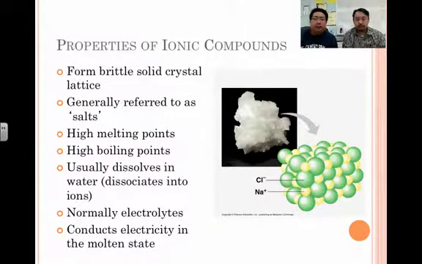Most ionic compounds dissolve in water or dissociate into ions, and we'll talk about what that is in a little bit. And when they do dissolve, they form a solution called an electrolyte, which is able to conduct electricity. And also in the molten state. So in other words, if we melt down the ionic compound, it will also conduct electricity as well.